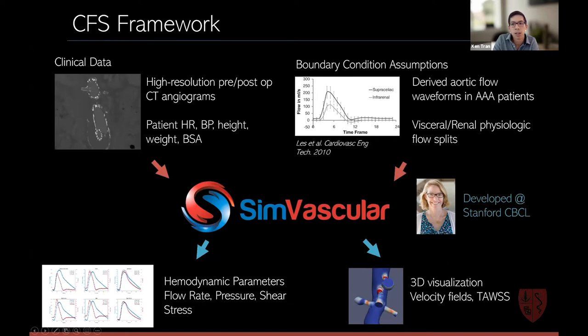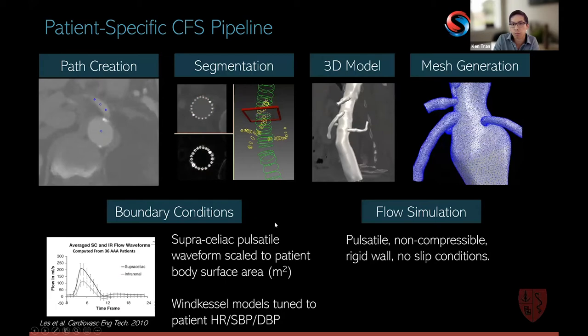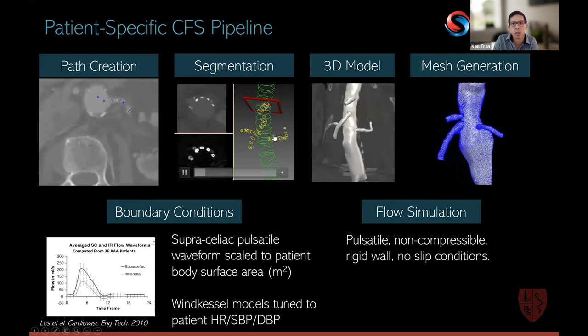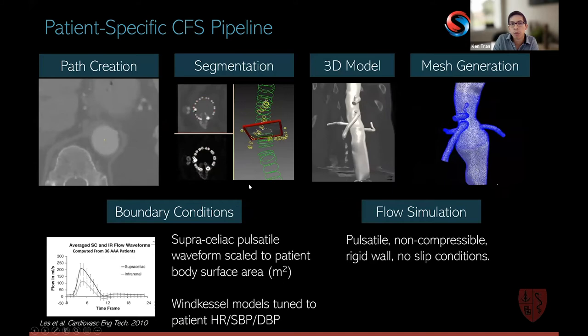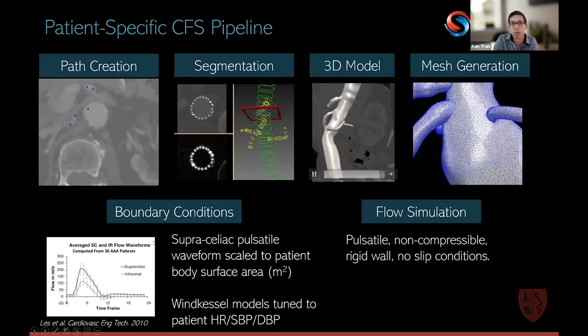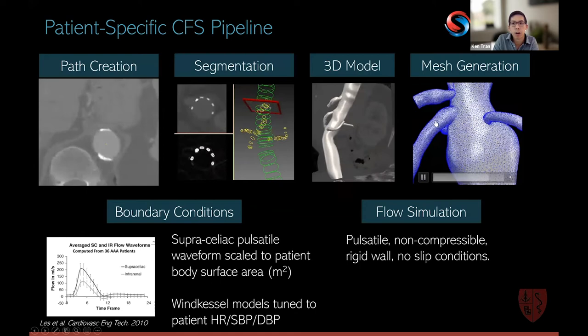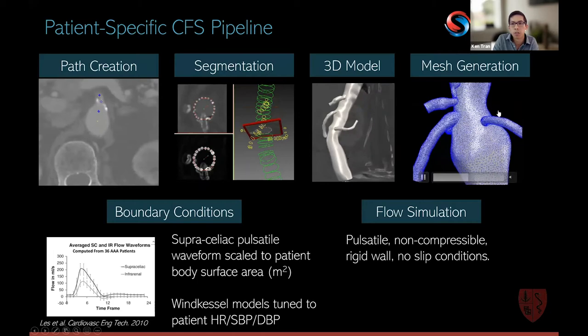Our specific pipelines are not particularly unique to our study, but in terms of how we are able to model the renal flares, we first create paths down the aorta and its branches. We then manually segment 2D contours along the path. These are then lofted into 3D models, and then we use a multi-scale finite element mesh with finer mesh in areas of region of interest, such as the branch and the paravisceral aorta here.